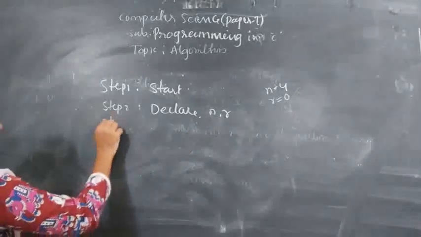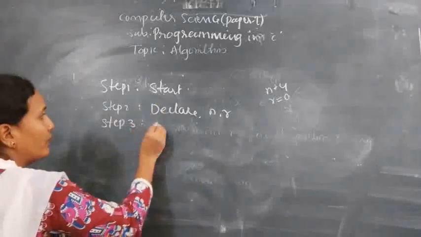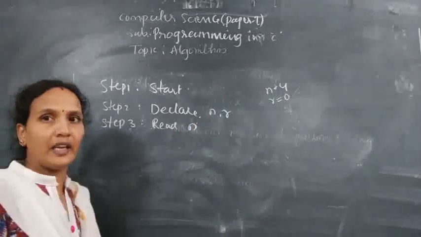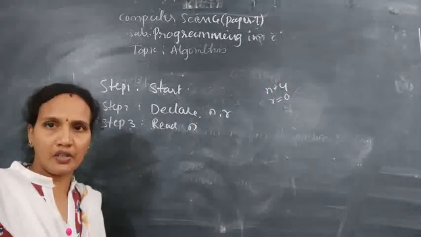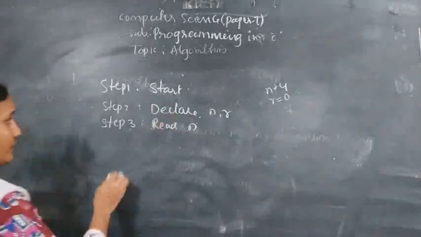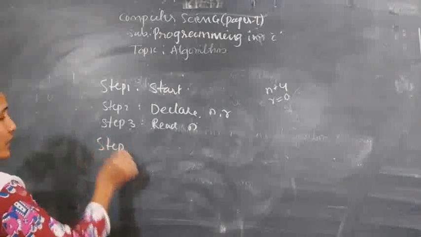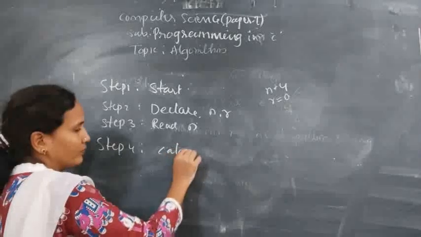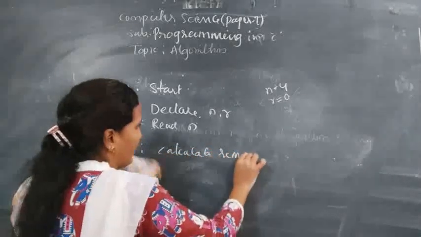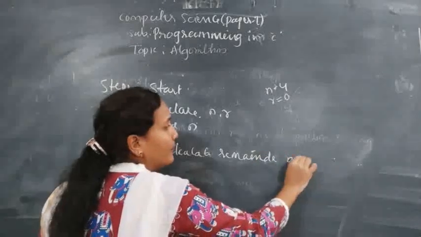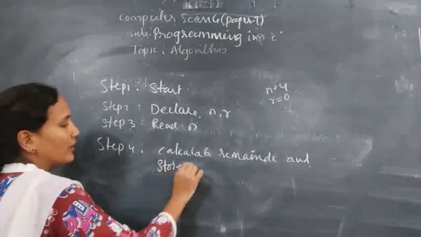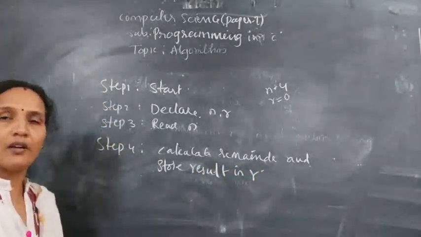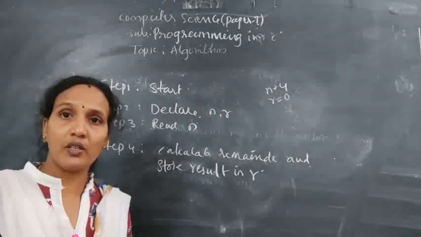Now what is step 3? You need to give the value for the number. So input or read: you can write read n, or take input. In natural language you can give the value, read n. After that you need to calculate the remainder and store the result in r, because we are taking one variable to store the result.